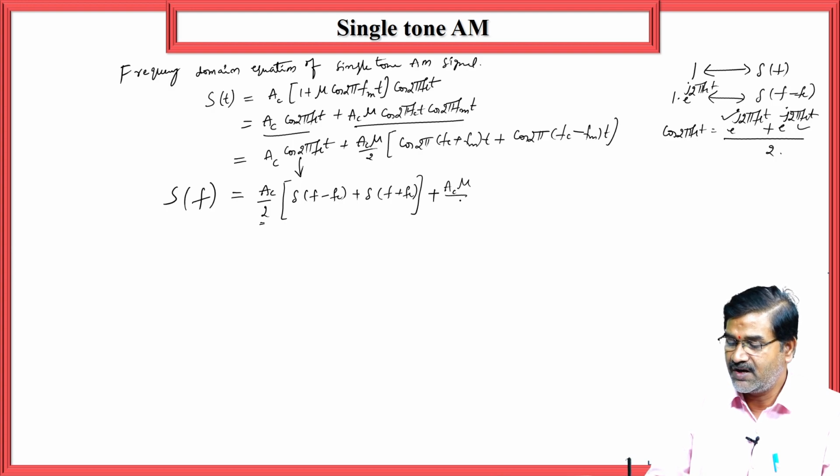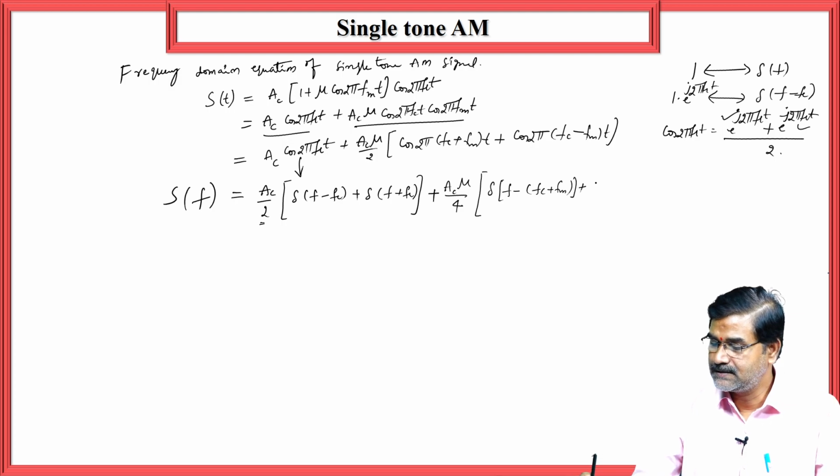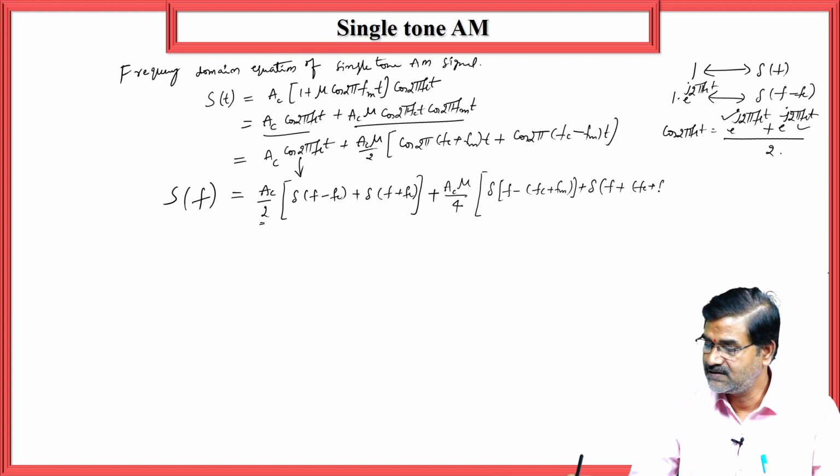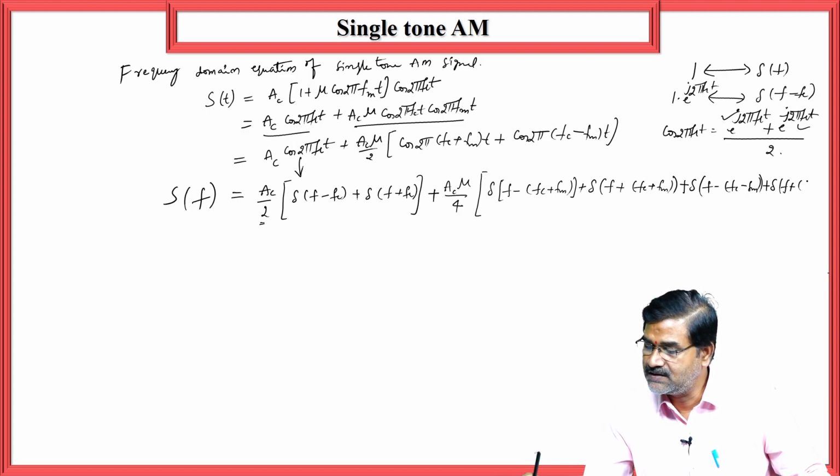So Ac mu by 4 you will get, then del of f minus fc plus fm plus del of f plus fc plus fm for the first term, plus for the second term del of f minus fc minus fm plus del of f plus fc minus fm.